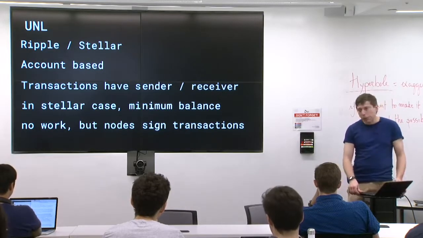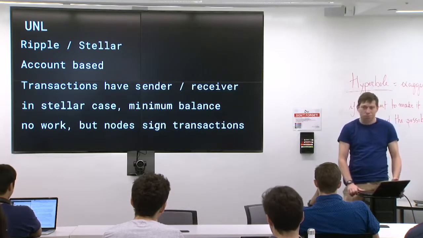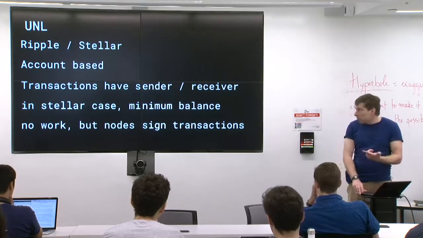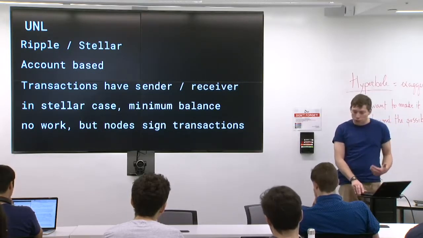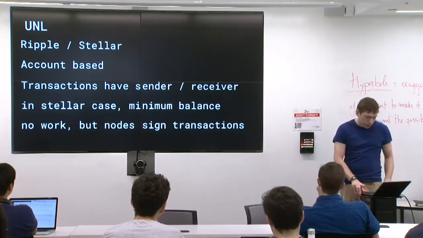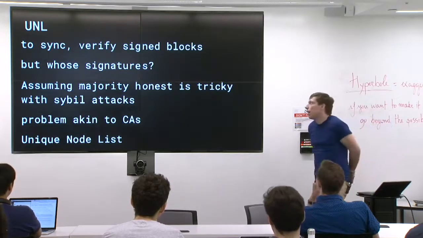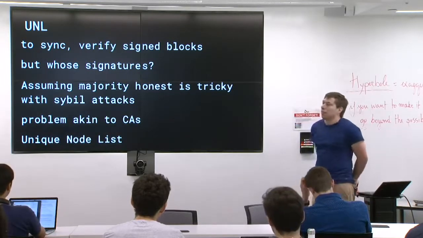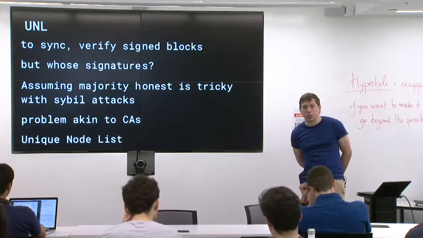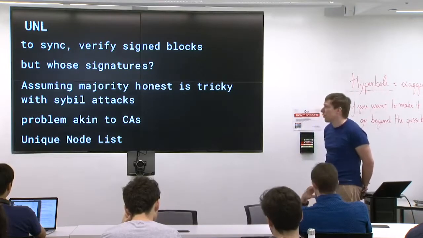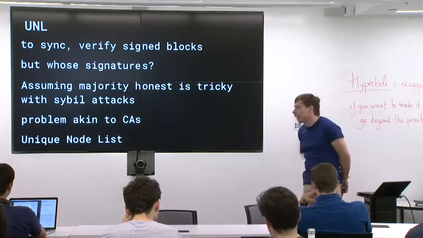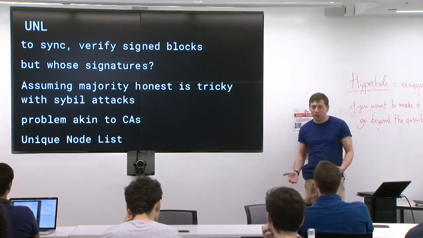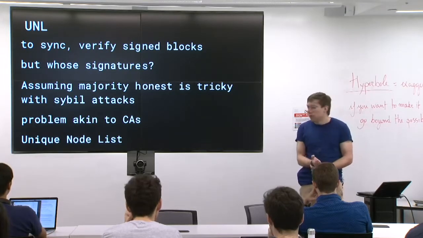So right now in Bitcoin, when you connect to people, you just use their IP address. You don't really know who they are. There's no authentication there. But in Ripple and Stellar, you do know: okay, I'm connecting to this node. It's got a key. It's got an identity. So to sync, instead of verifying all the work, you verify the signatures on blocks. And the question is, whose signatures, right? If you assume we have a majority that's honest and is not trying to create invalid transactions or something like that, then it might work.